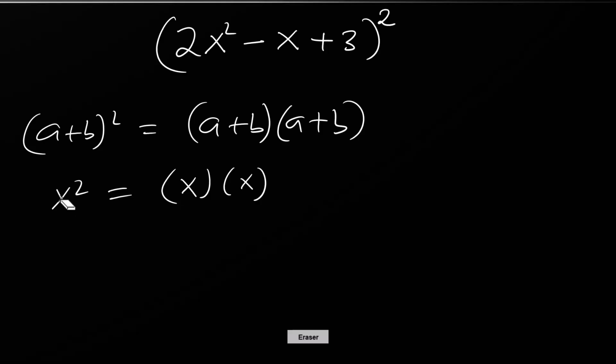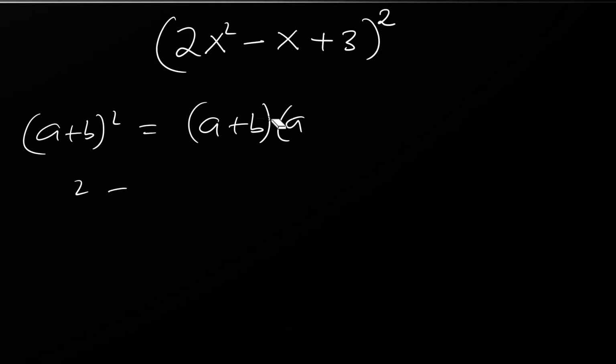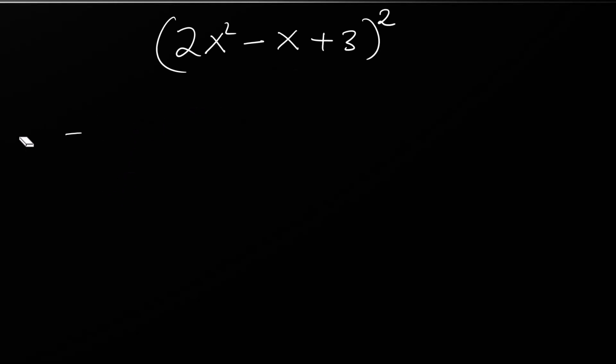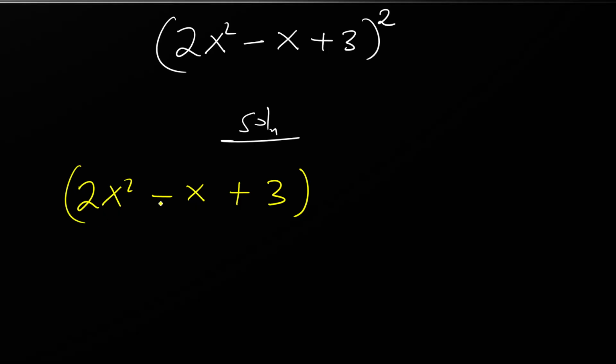Now let's observe the given expression. Even though we have three terms, it won't change anything. So, solution. Now what I will do here is to repeat this one: 2x squared minus x plus 3. So I'll repeat the same thing.